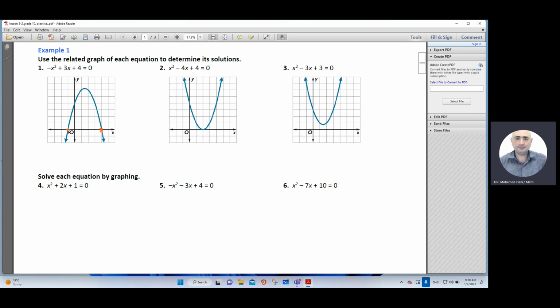Who can tell me what is the value of x here? Just we have -1. So here x equals -1. And what is the value of x here? As you see, 1, 2, 3, 4. So the second value will be 4. So it means we have 2 solutions. But in the second example, who can tell me what is the solution here?